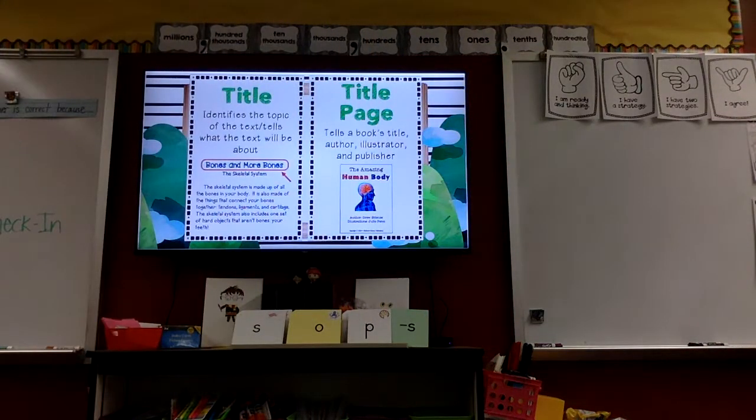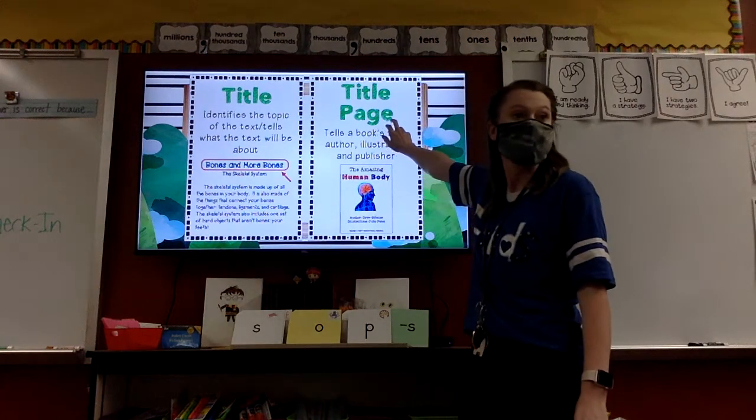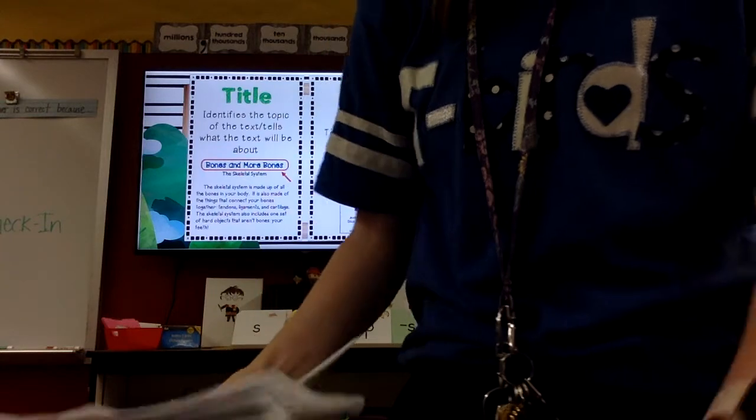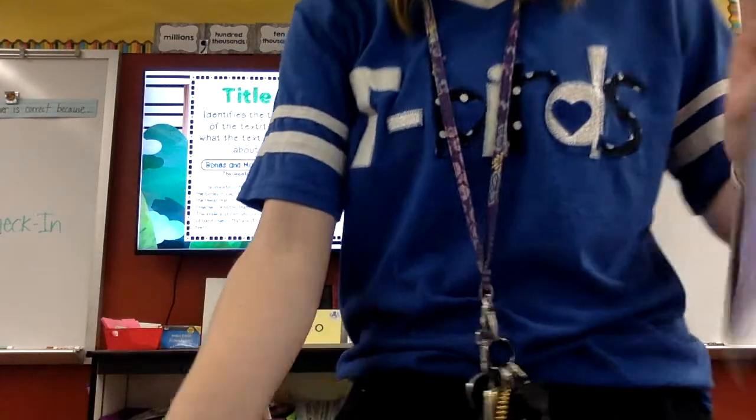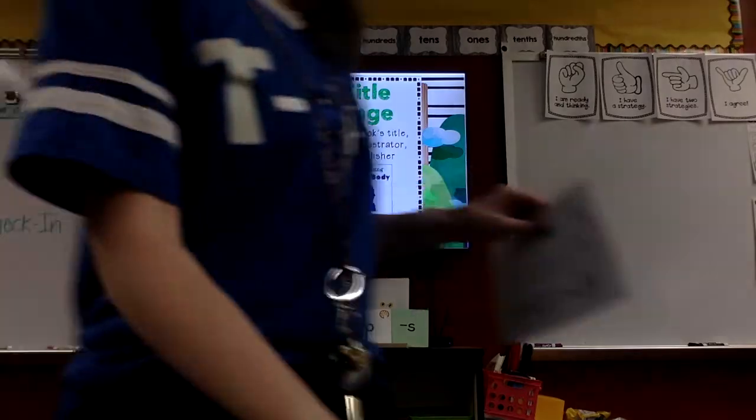So in that second box, what are we going to write? Title page. Let's write that in the second box. Okay, a title page tells a book's title, the author, the illustrator, and the publisher. Okay, so in that second box, we should have title page. So, first we write title on the first, and then title page on the second.